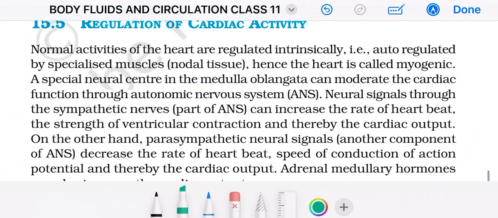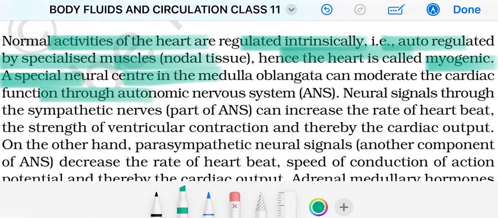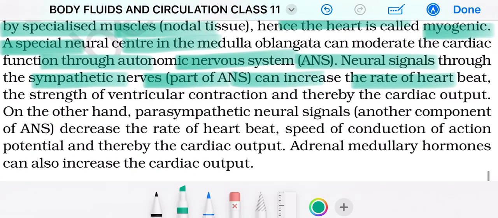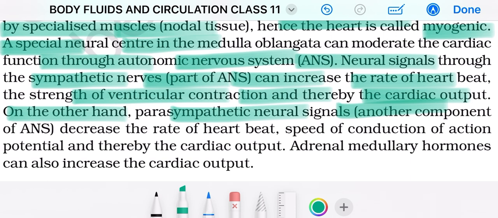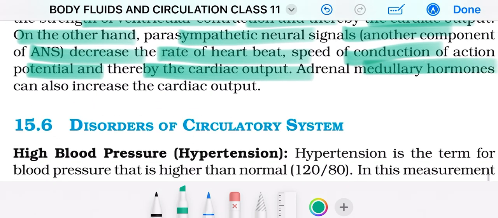Regulation of cardiac activities. Normal activities of the heart are regulated intrinsically, that is, auto-regulated by specialized muscle nodal tissue. Hence, the heart is called myogenic. A special neural center in the medulla oblongata can moderate the cardiac functions through the autonomic nervous system. Neural signals through the sympathetic nerves can increase the rate of heartbeat, the strength of ventricular contraction, and thereby the cardiac output. On the other hand, parasympathetic neural signals decrease the rate of heartbeat, speed of conduction of action potential, and thereby the cardiac output. Adrenal medullary hormones can also increase cardiac output.